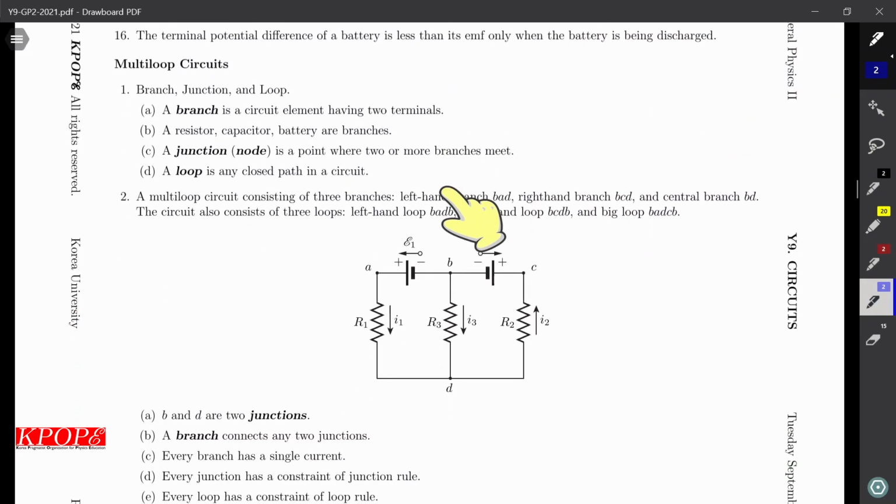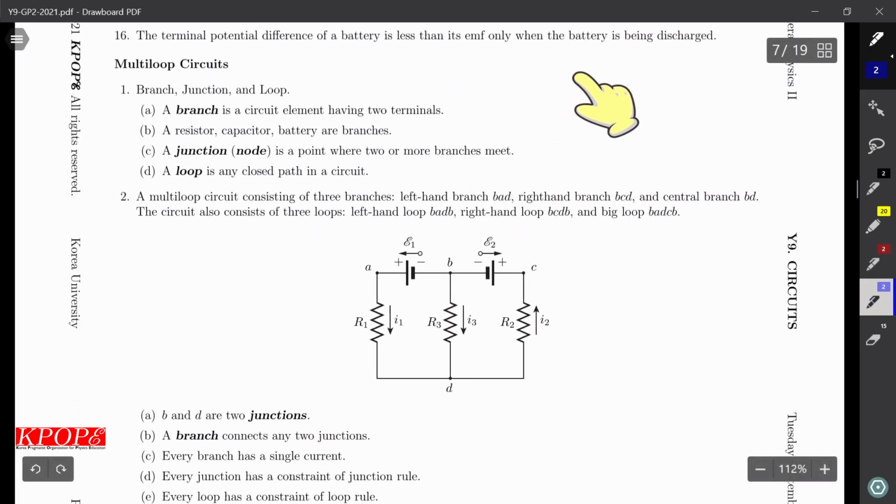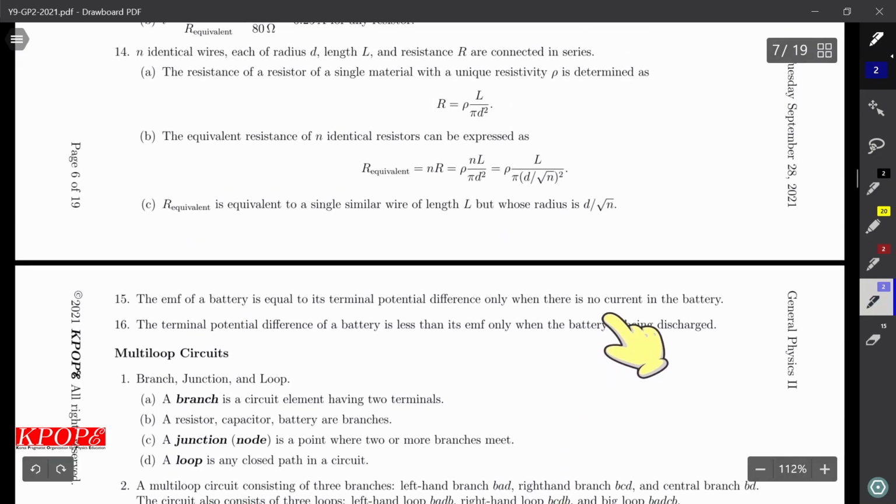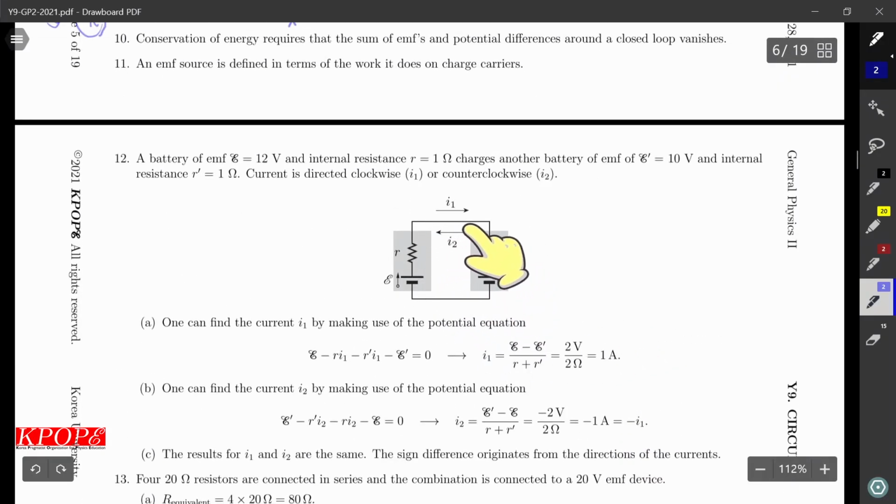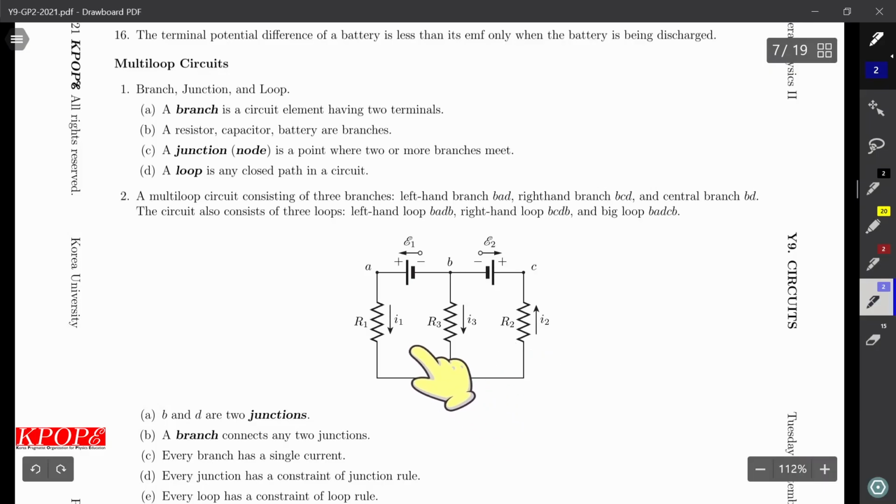Multiple loop circuit. This is an example of a multi-loop circuit. This is a loop, this is a loop. In comparison with the previous case of a single loop, where the only possible loop is a single one, here there are multiple loops. This is a loop, and this is another loop, and there is another big loop. So we can construct three loops in this multi-loop circuit.